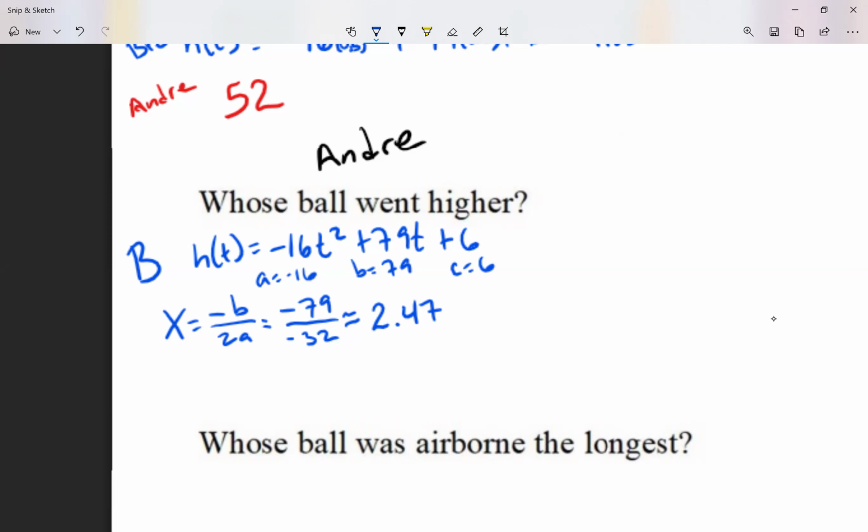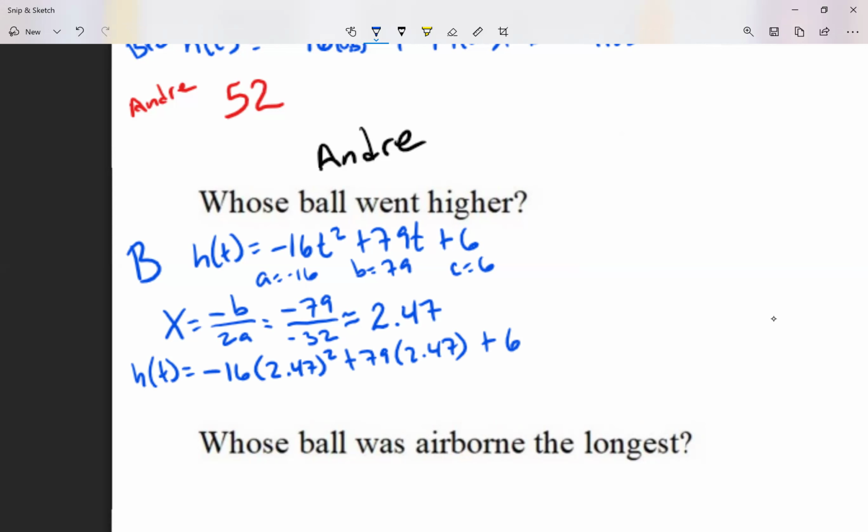So it's just telling me the time. I know the time when this ball reaches the highest point, but it's not asking me who reached the highest point faster. It's asking about which ball went higher. So I do need to know what was the height. So I need to know the y value of my vertex. And I know for that, the formula h of t, I'm going to use negative 16 times 2.47 squared plus 79 times 2.47 plus 6.